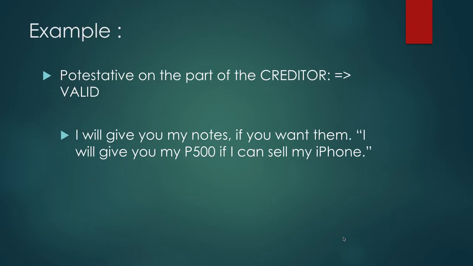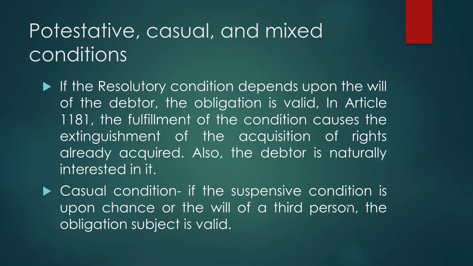So example, for potestative on the part of the creditor, it's valid. I will give you my notes if you want them. I will give you my 500 if I can sell my iPhone. Okay, so that's valid. Potestative condition. If the resolutory condition depends upon the will of the debtor, the obligation is also valid, because it will just give rise to the termination of the obligation.